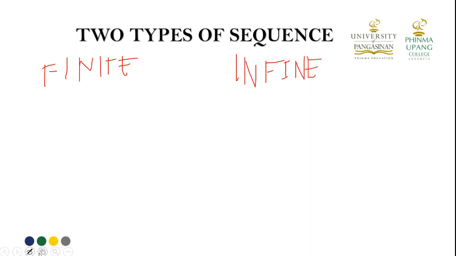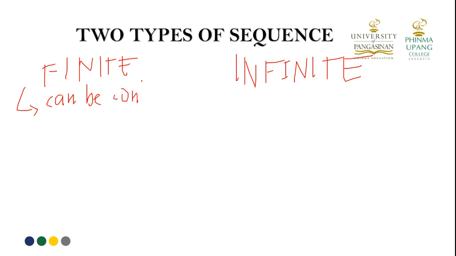Wait lang, ayusin ko lang. This is infinite. Infinite. Sino na, Grace? Ralph Mendez. Ralph, can you give me your idea? Sir, finite is a group of numbers or ideas that can be counted, while infinite is a limitless or uncountable amount. Wow, thank you so much.